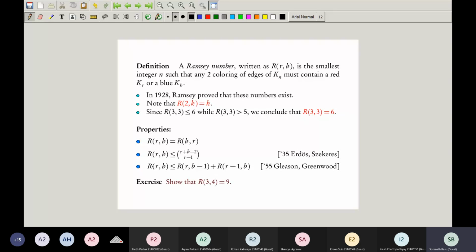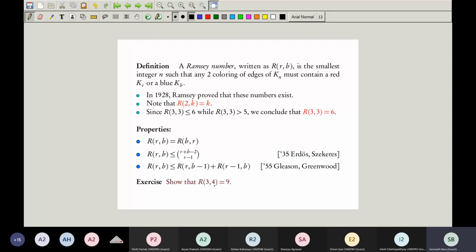And so here's an exercise for you, for those who are curious and who want to try it out. So this one is not that bad. You can use these inequalities, and maybe you have to play around with some explicit examples to show that it's 9. Okay, so you have to show that it's bigger than 8 by giving a construction on K8 which does not have a K3 or a K4 of red or blue colors. But the 9 you can sort of almost get from this inequality, because you see R34 is less than or equal to R24 plus R33, right? What is R33? 6. What is R24? 4. So from the last inequality, you get R34 is less than or equal to 10.